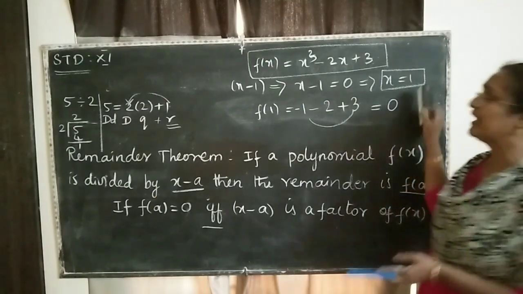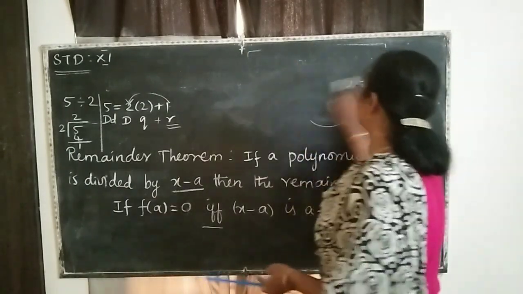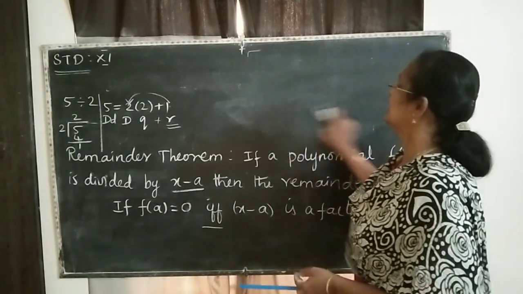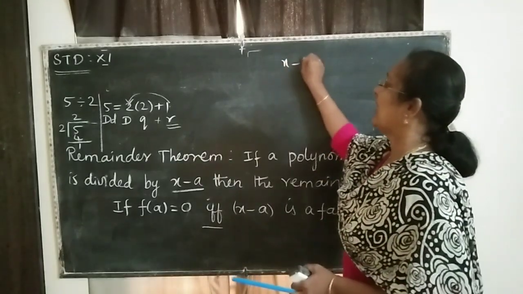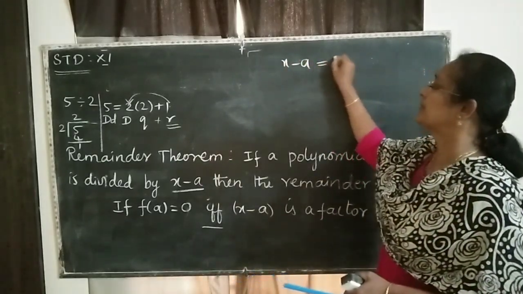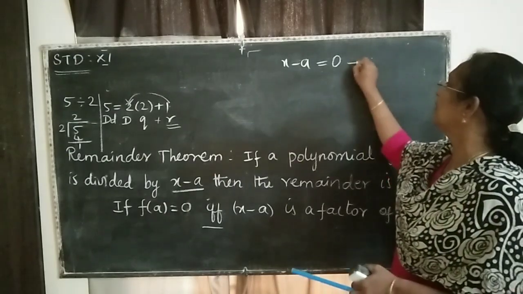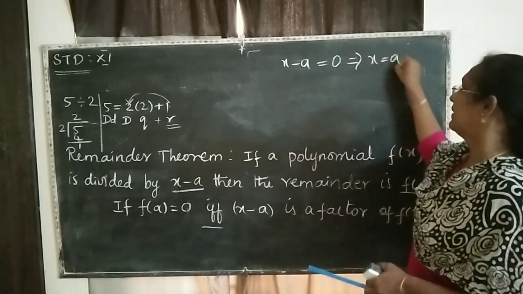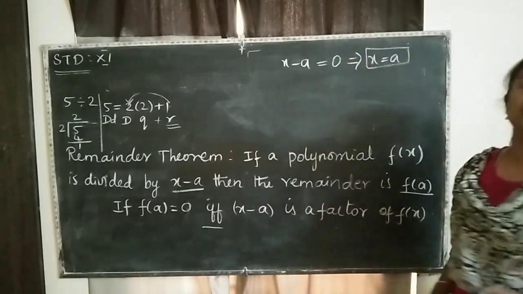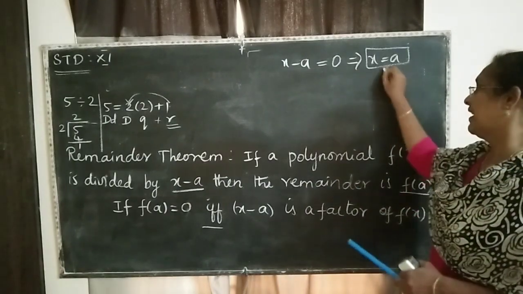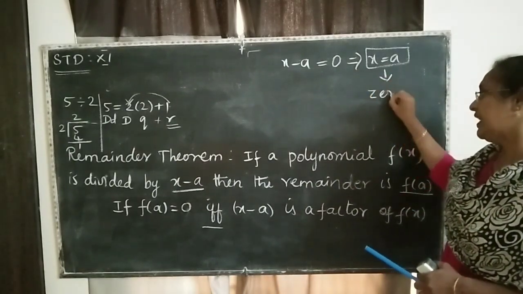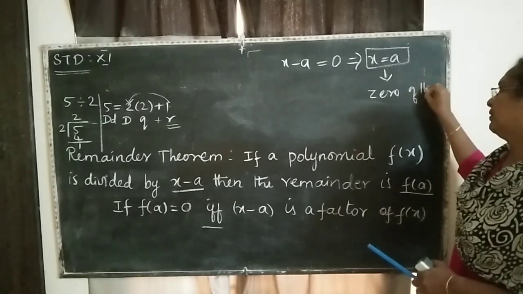Okay, now one more name is there for the factors. We are substituting, isn't it? x minus a is a factor. Now what we will do, we will substitute x minus a is equal to 0. This implies x is equal to a. Yes or no? Now this x is equal to a becomes the 0 of the polynomial.